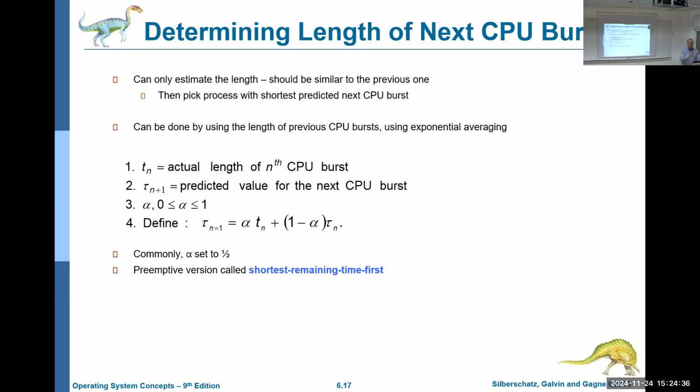Actually, we'll see in another algorithm, the shortest remaining time first, it would be logical to include the dispatch latency there. We'll see that algorithm, and I'll mention that again. So we can estimate it. It should be similar to the previous one, then pick the process with the shortest predicted next CPU burst. We're going to make a lot of predictions. This can be done using the length of the previous CPU bursts, using exponential averaging.